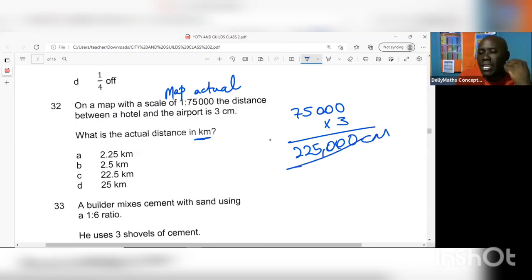Remember though that it takes 100,000 centimeters to make a kilometer. So we're going to divide this by 100,000. We do that quickly and we get 2.25. So it's about 2.25 kilometers.